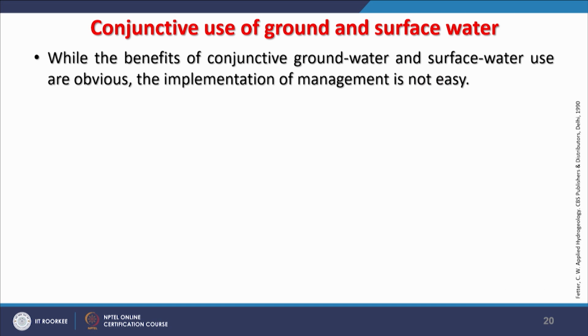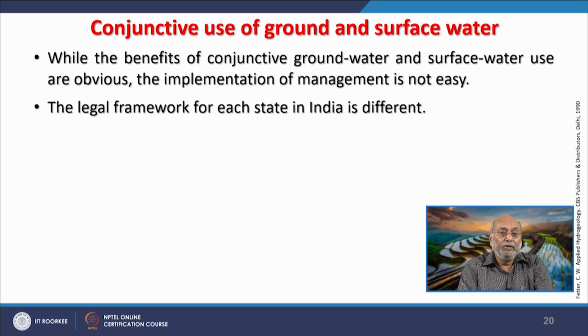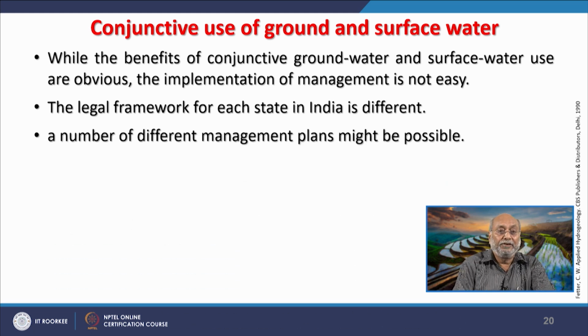So, while the benefits of conjunctive groundwater and surface water use are obvious, the implementation of management is not easy. This is the point I have just mentioned. It is not easy on a small scale, on a village level or a taluka level, probably it is, but on a larger scale it is not. Similarly, legal frameworks about the utilization of water in India are different in different states, and that is why there are a lot of disputes between the states also.